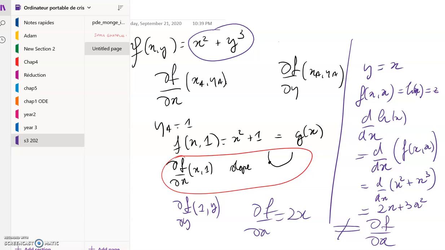Right, okay. And finally, one last thing I wanted to show you. That was when we plug x in for both variables, and you can find again these values by using the chain rule, by the way.